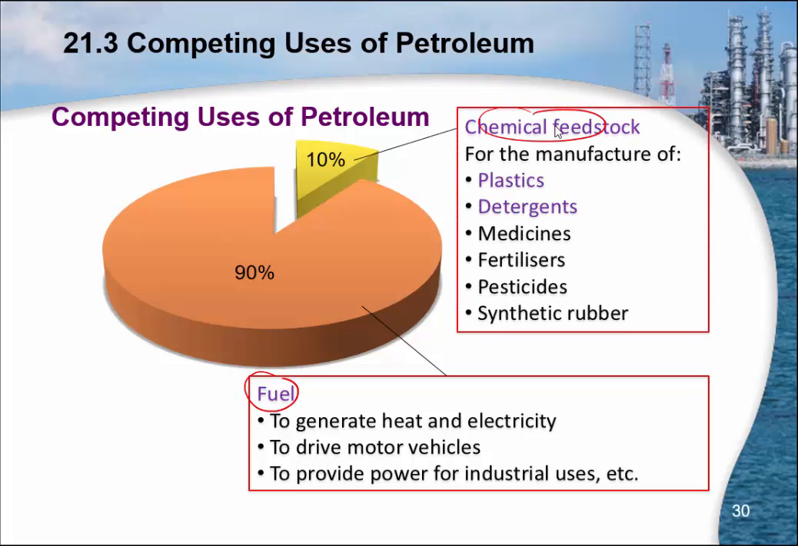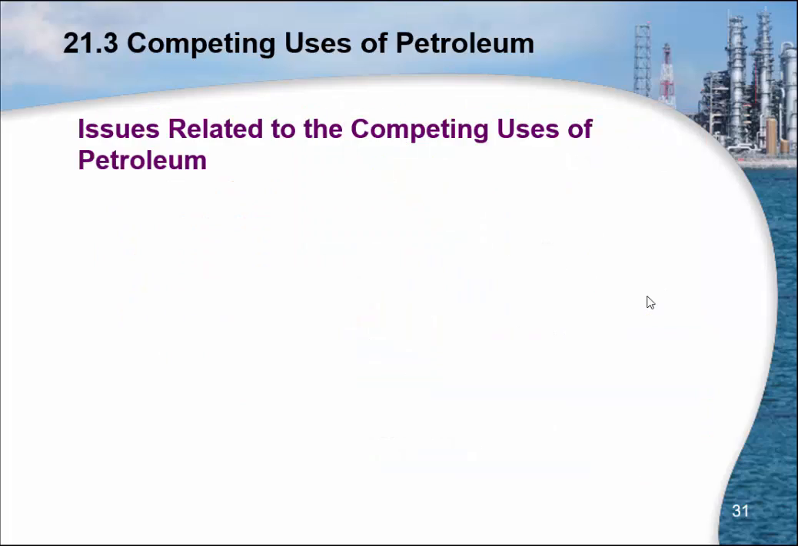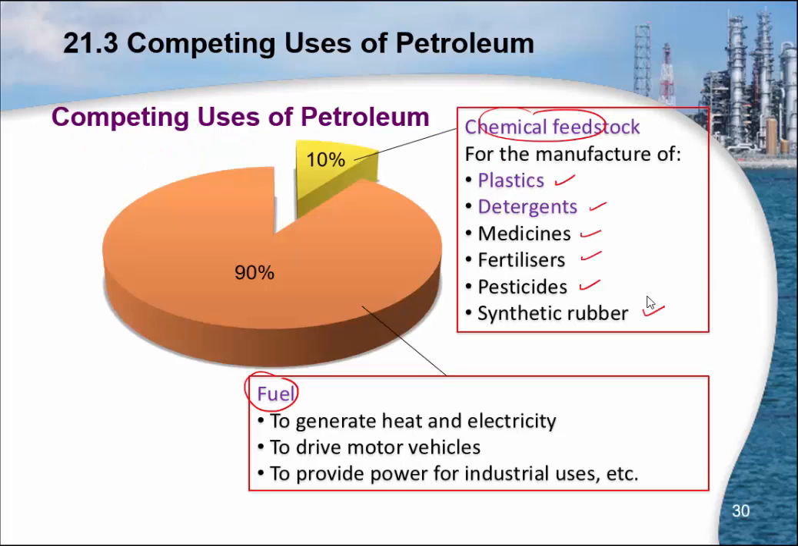is chemical feedstock. And this chemical feedstock makes very useful materials, for example, plastics, detergent, medicine, fertilizer, pesticides, and even synthetic rubber. The erasers that you use that can stick together are actually made from synthetic rubber, which is actually a petroleum product. Now you realize that 90% actually is burned away to produce energy, to power cars, to power industry, and so on.